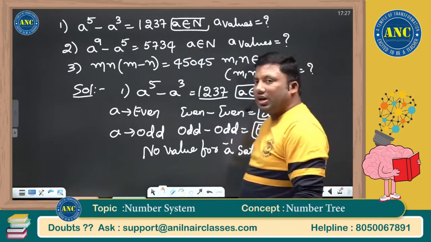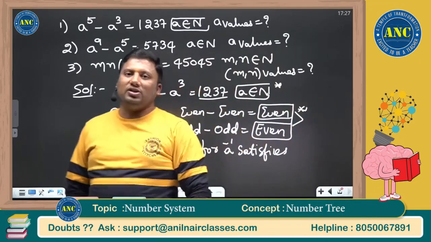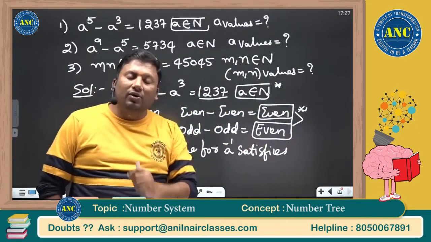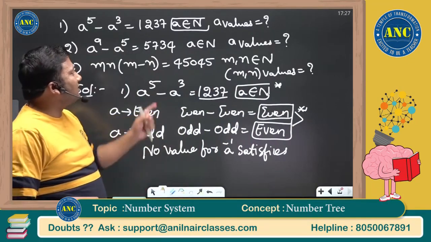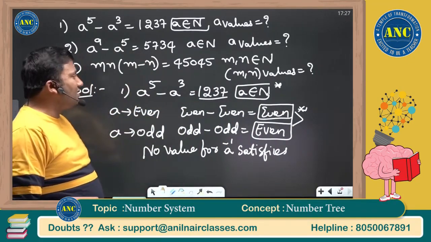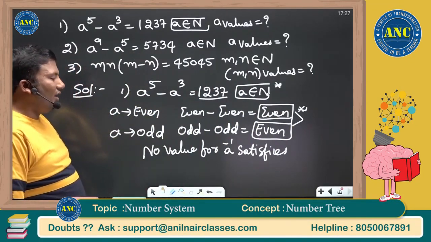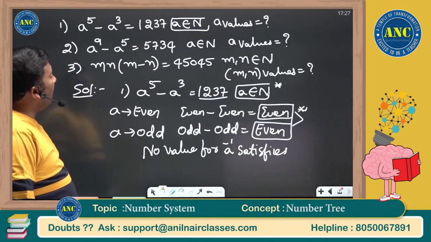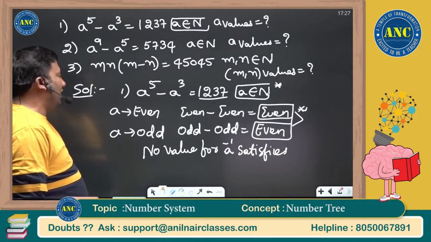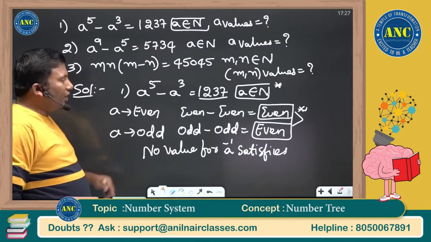Easy question, question number 1. Then a student who is watching my class might get a doubt: Hey Anil sir, what if the right hand side is an even number? That is the reason I discussed the second question. I hope the idea is clear. A power 4 minus A power 3 equivalent to 1237.